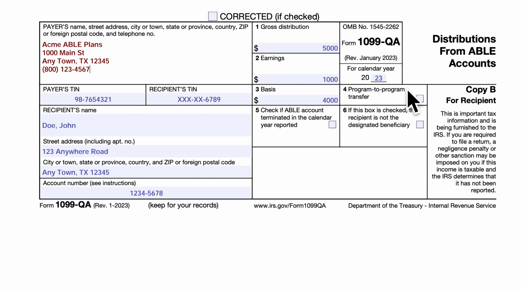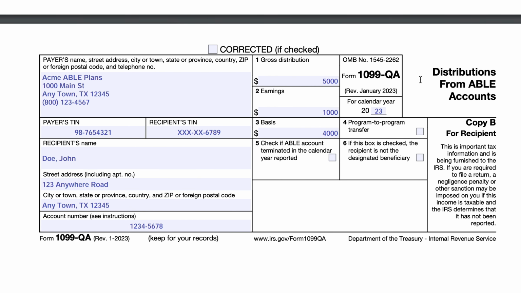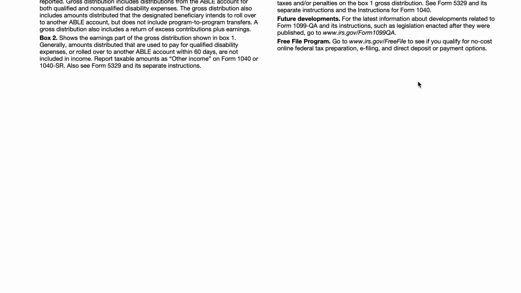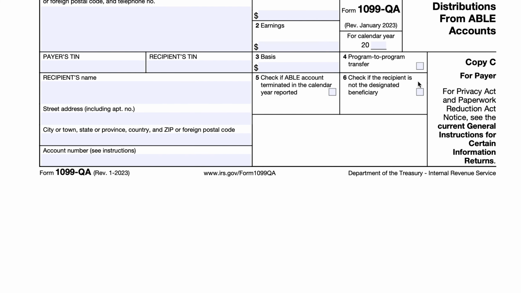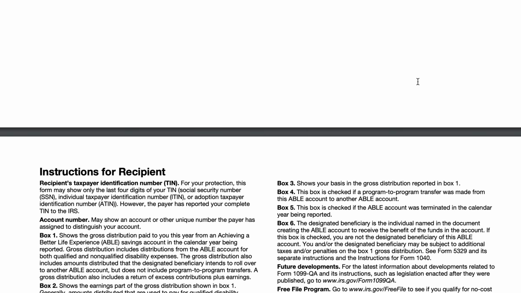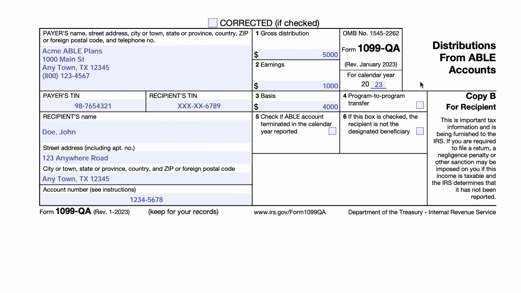It is important to know that there are 3 copies of these tax forms. The first copy, as usual, goes to the Internal Revenue Service. The second copy goes to the recipient, which is usually the account beneficiary. And then the third version is retained in the payer's records. So let's go back up to the form that John Doe received.